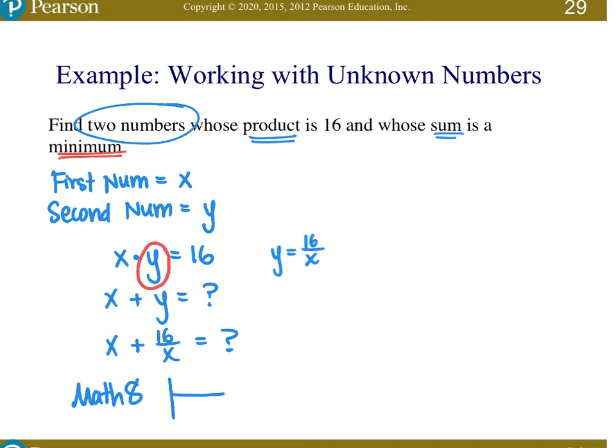Okay, again for my window, because my product is 16, that means things are multiplied to make 16. These numbers aren't going to be super big. They're going to be probably less than 10. So you can set your window up to be 0 to 10.